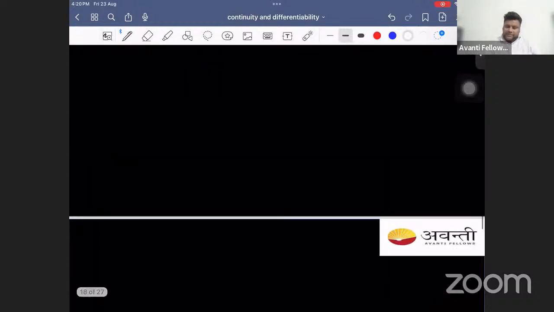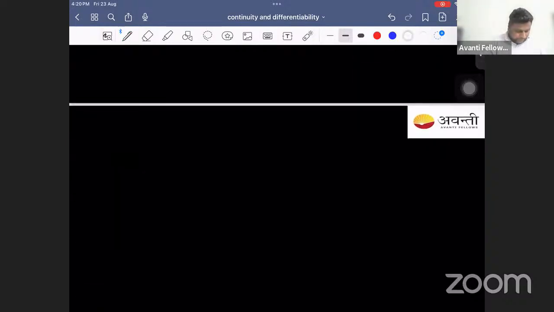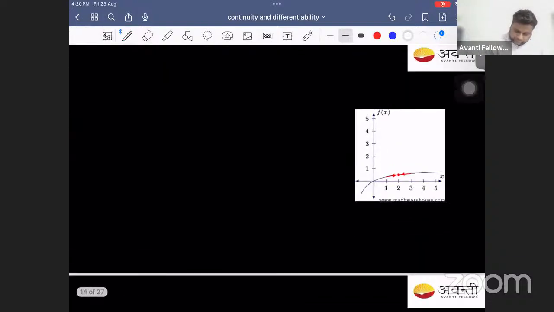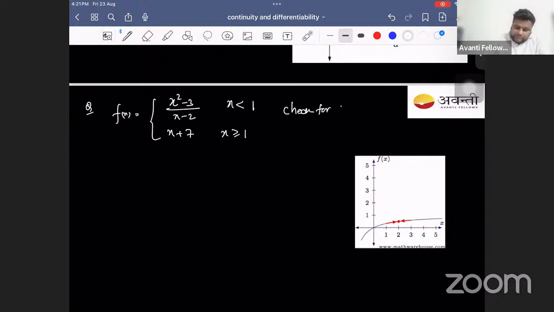Now, these were very simple things. Let's try certain questions on continuity. First question: f(x) is given as (x square minus 3) upon (x minus 2) if x is less than 1, and x plus 7 if x is greater than or equal to 1. Check for continuity at x equals 1. Tell me quickly your answers. Is it continuous at 1 or not continuous at 1?